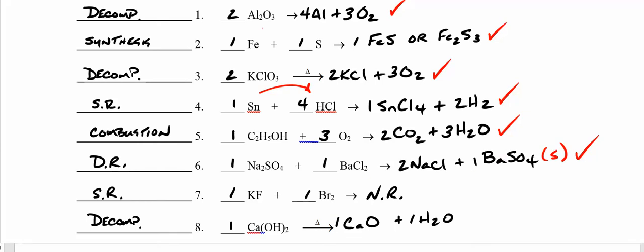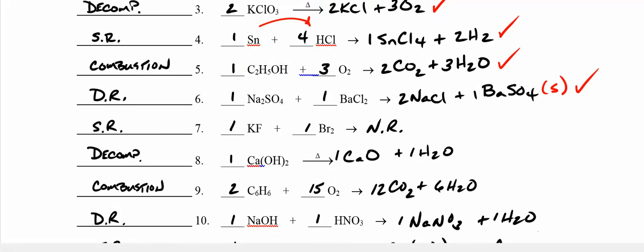Let's look at number 7. Number 7 is potassium fluoride and bromine gas. Notice that bromine is the anion this time. So the question is, is bromine more active than fluorine? Will bromine overtake fluorine? Not potassium, but fluorine. The answer is no. Fluorine is the most active element of all the anions in the halogen series. So it's fluorine, chlorine, bromine, and then iodine. So this will not occur, and we get no reaction for this one. It is a single replacement reaction.